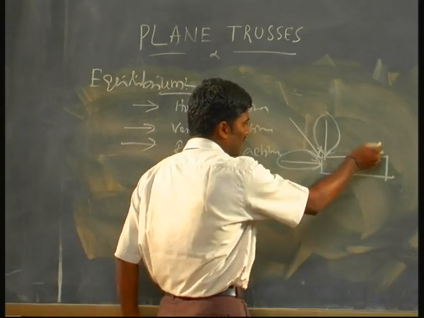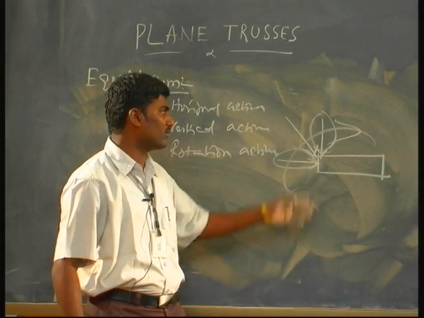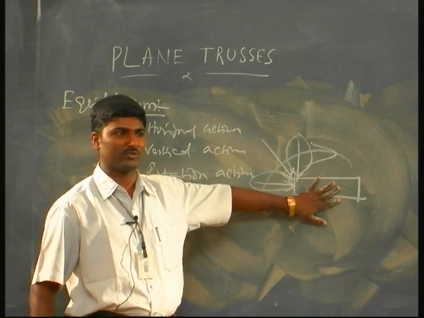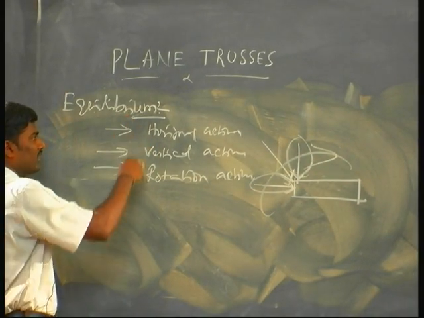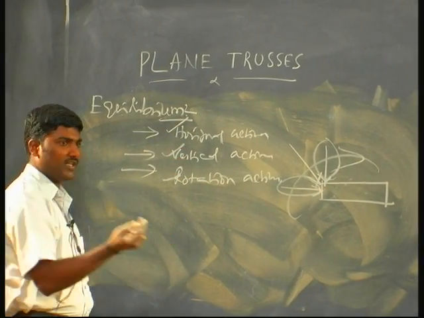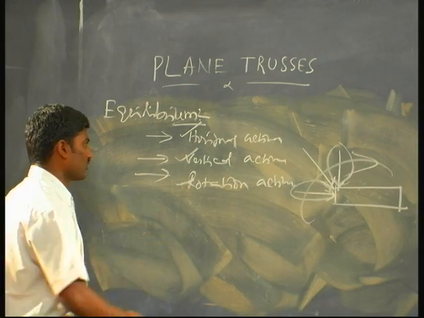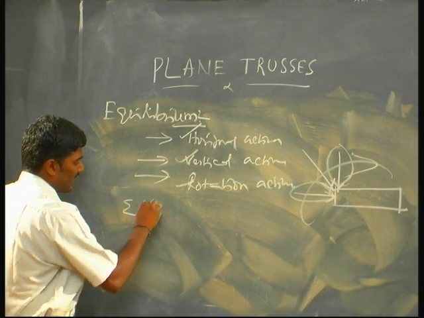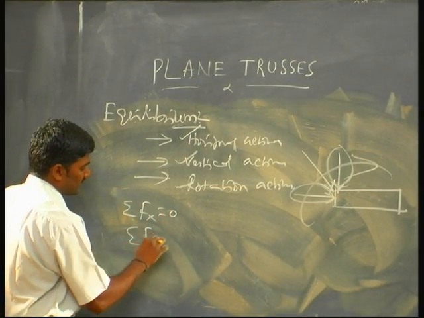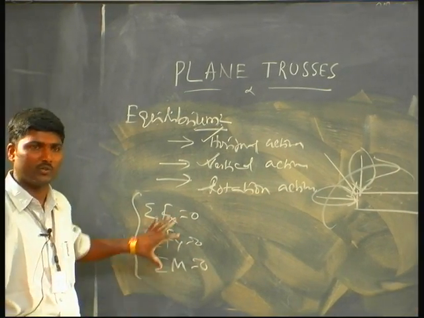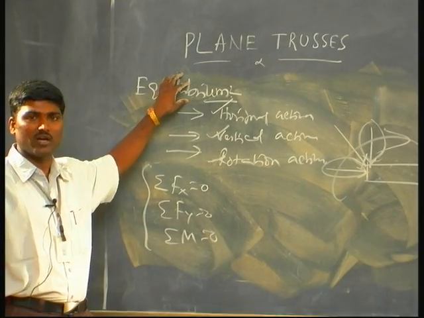Then there is another criterion, that is rotation. If you nullify this rotation, then your member is in complete equilibrium. So for complete equilibrium you have three actions. If there is an action, there will be a reaction, so three reactions will be developed. So in the three directions, sigma Fx = 0, Fy = 0, M = 0, you can develop these three equations from the basic equilibrium concept.